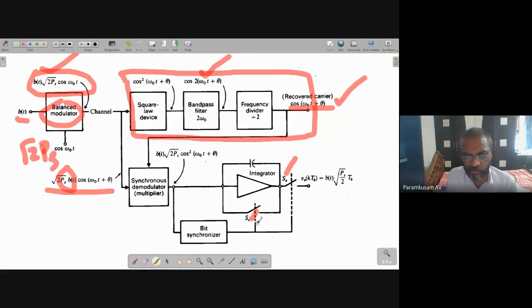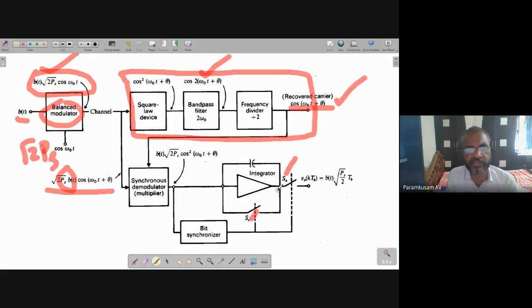SC is called the closing switch. SS is called the sampling switch. Here what happens is, during the bit interval, exactly before ending the bit interval, you please note down, before ending the bit interval, this SC is closed. When this switch is closed, then whatever the output of the integrator, that is discharged. The output of the integrator is discharged, then the output becomes 0.